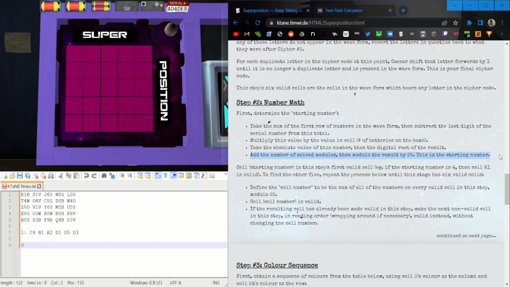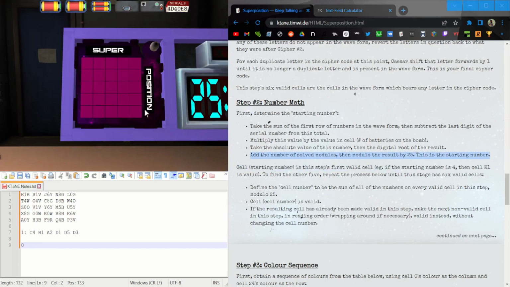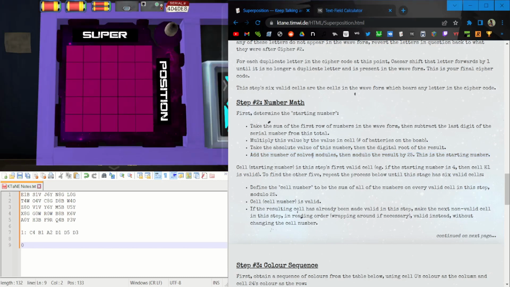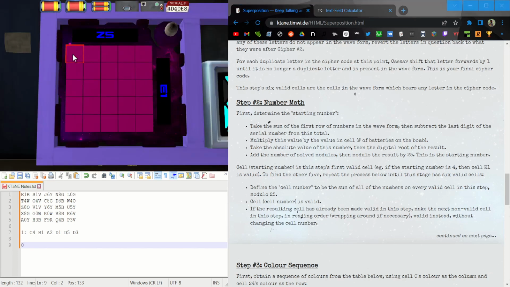But add the number of solved modules. In this case, we don't have any solved modules. And this is really the solve dependent part of the module right here. If modules are solved by 25, in this case I don't do anything, and this is the starting number. In this case it is 0, which is the top left here. Okay.